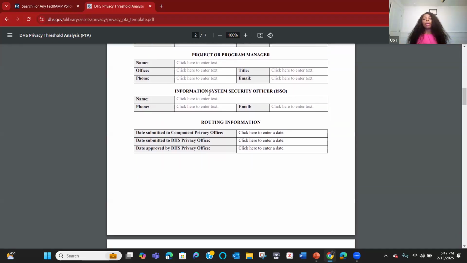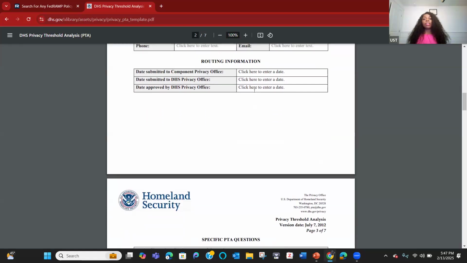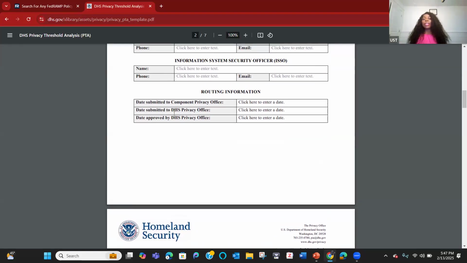Okay. You have the program information system security officer. You have the date it was submitted to the privacy office, the date submitted to DHS, and the date it was approved by the DHS privacy office. Do you see? So first you have the date submitted to the component privacy office, the date submitted to the DHS privacy office, and the date approved by that. So again, this is for their agency; they have this customized template. For each and every system, it also has to be approved, right?